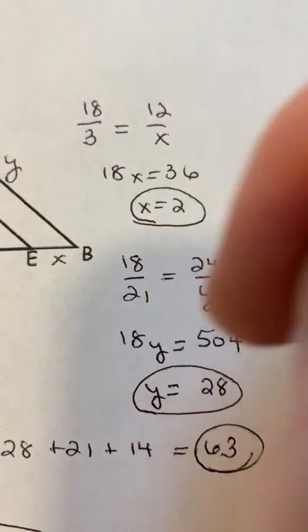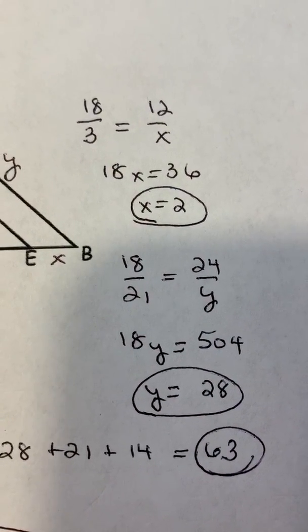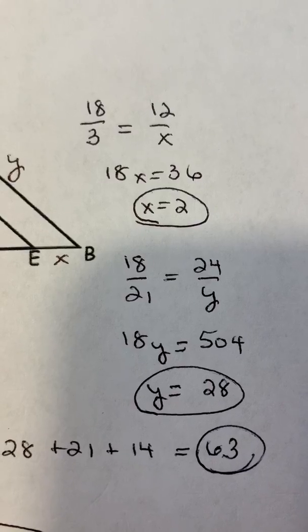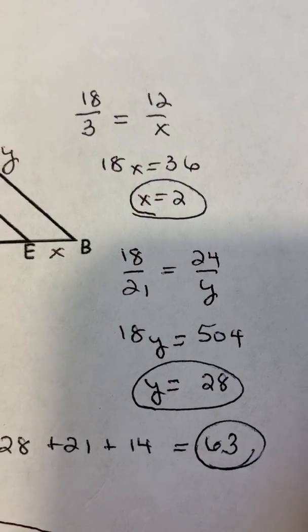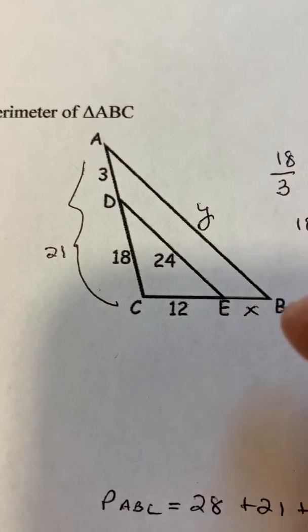Small triangle, large triangle, small triangle, large triangle. Cross multiply, divide, you get 18y is equal to 504, divide, you get 28. So now we have a 2 and a 28. Here's your 28, here's your 2.